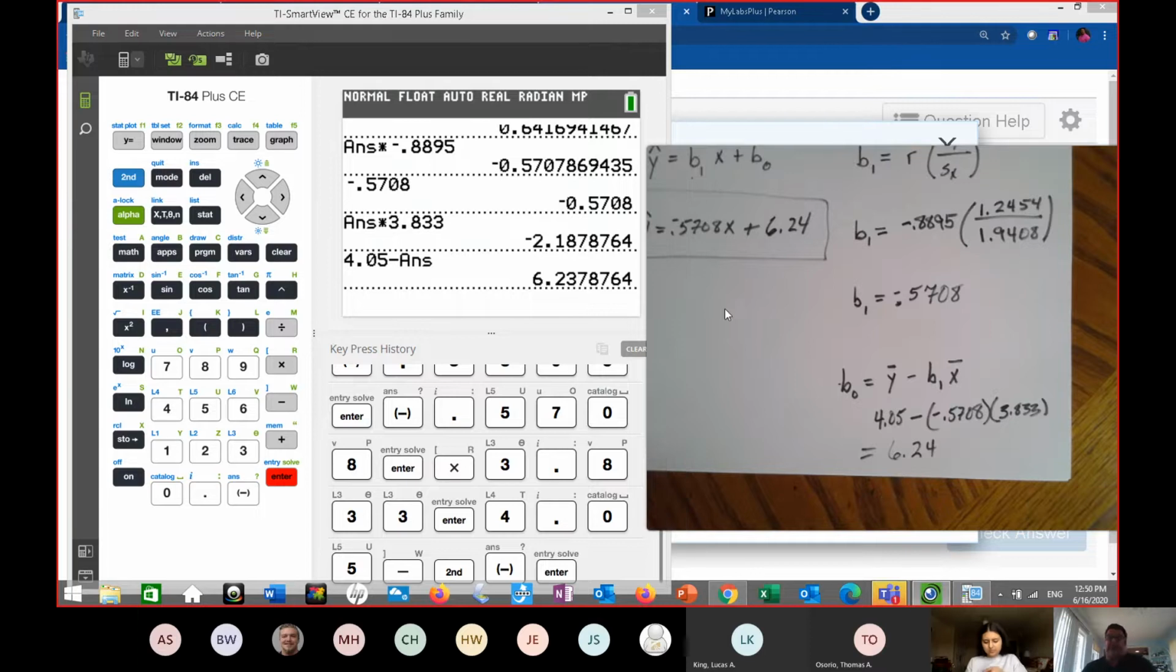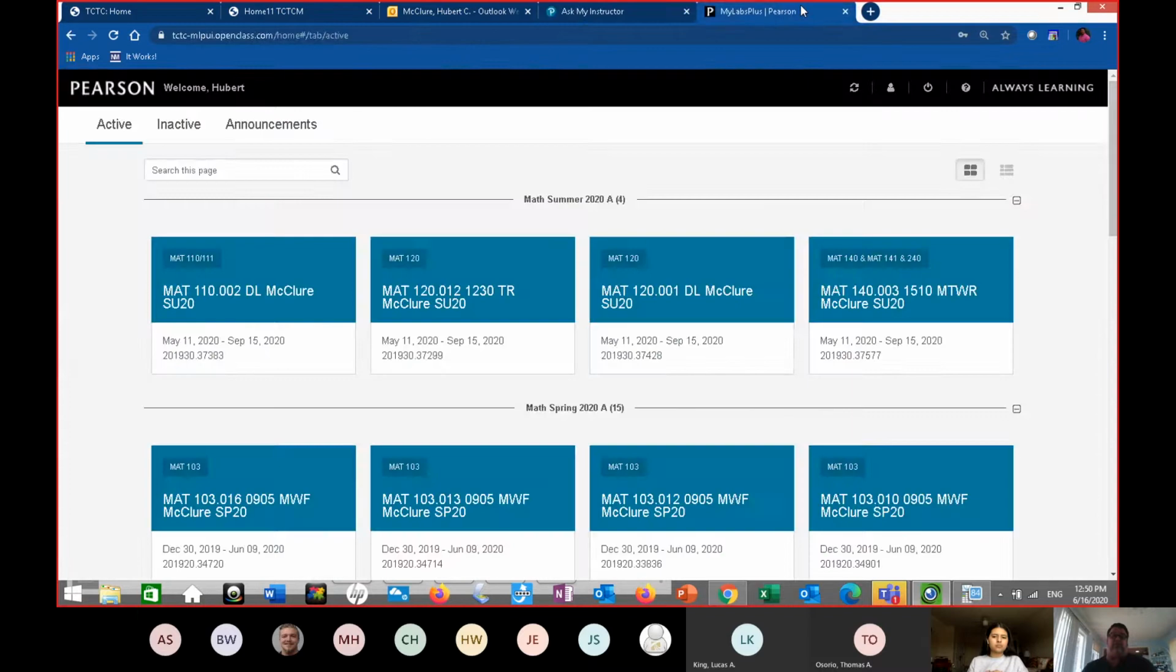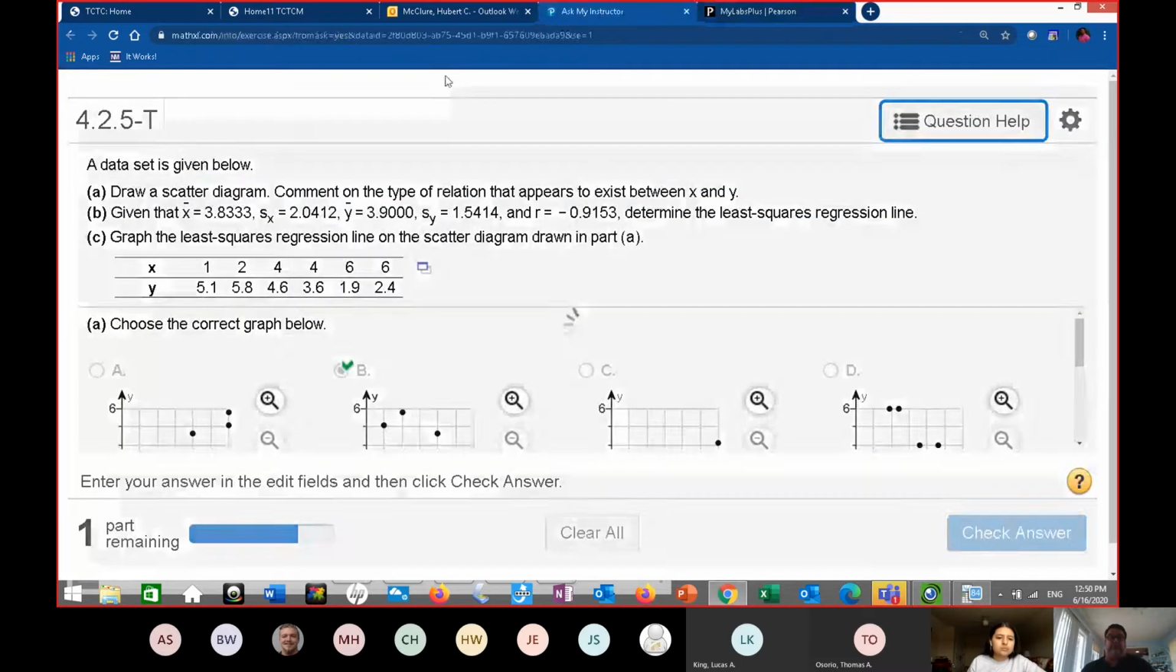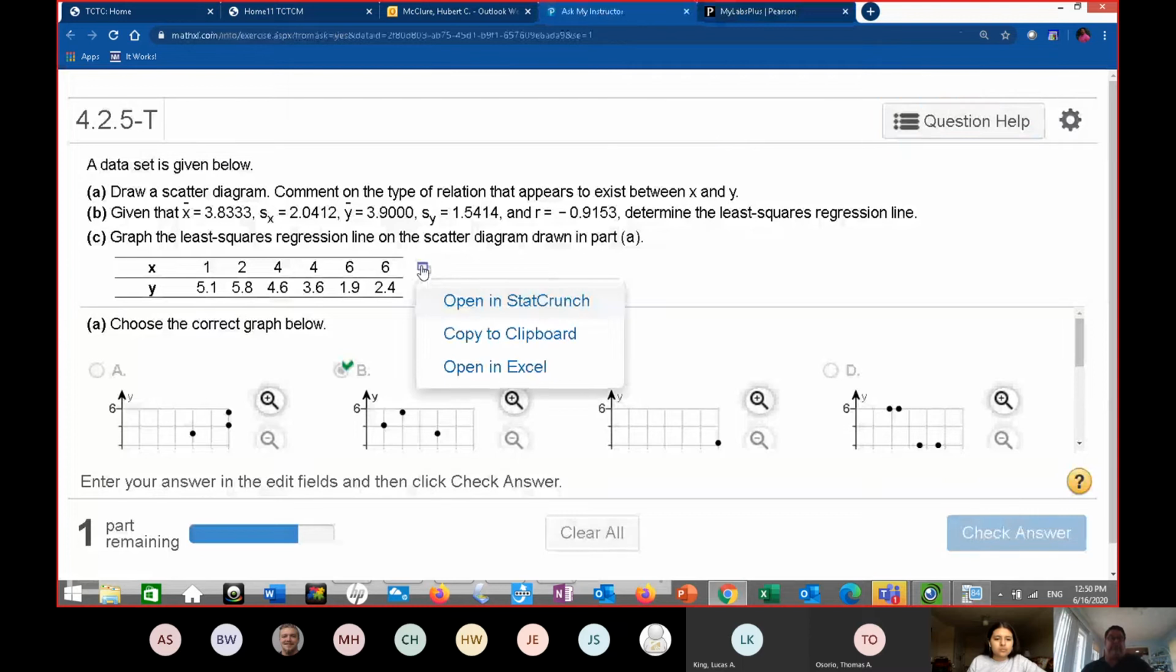So let's see what they want. Well, that's the explanation. I gave you the formulas. But what we can do is take this data and open it in Excel.